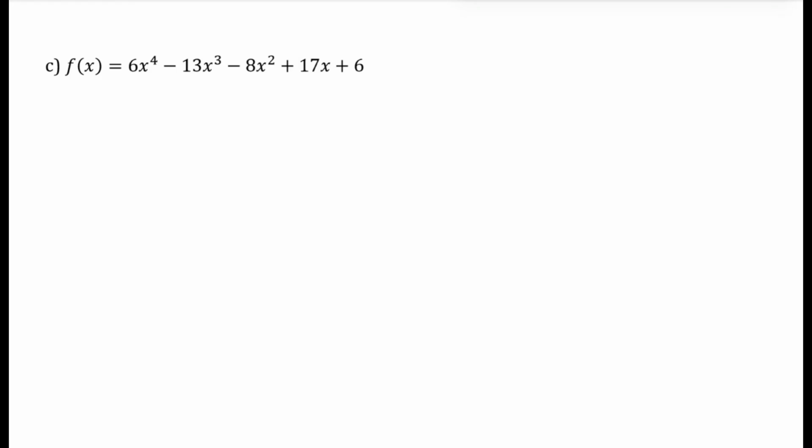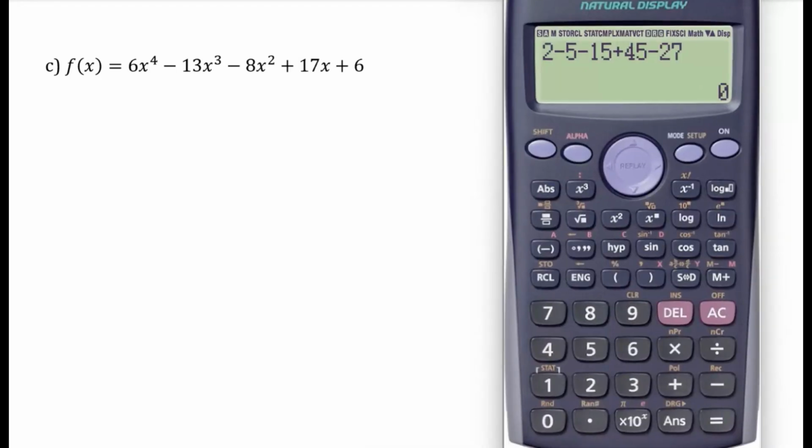It's a little bit harder to see, but 1 doesn't work. 13 and 8, the negatives, gives you 21. 6 and 17 and 6 is not 21. So the negatives and positives don't cancel, so 1 doesn't work. But it turns out, once again, -1 does work.